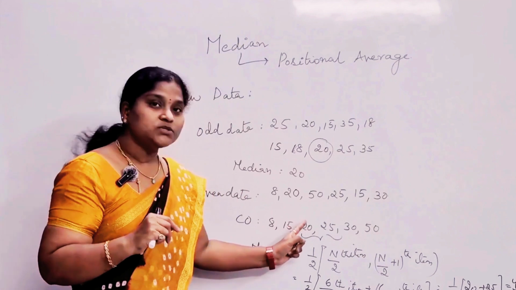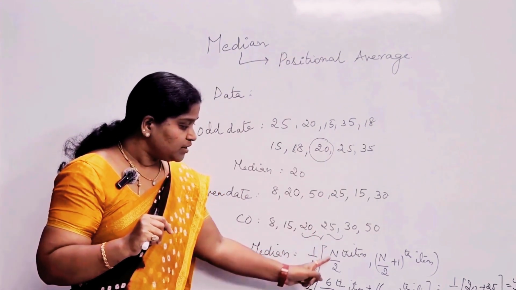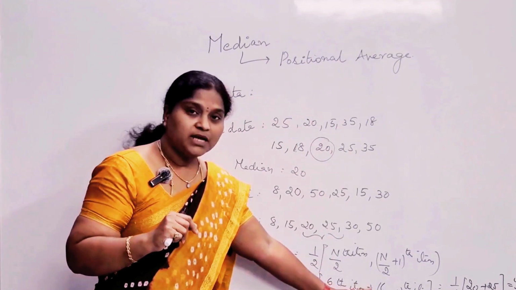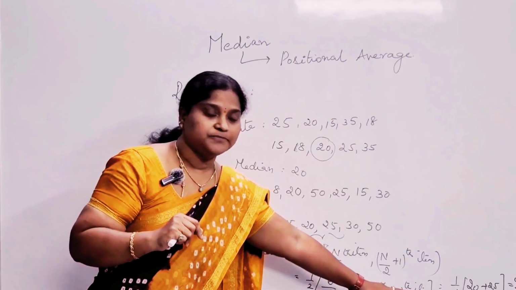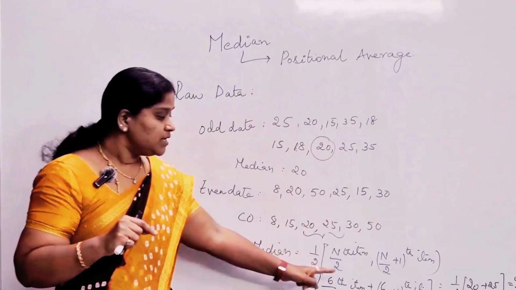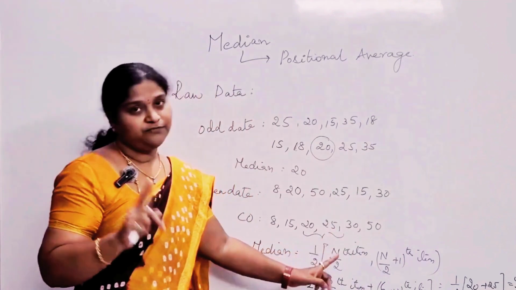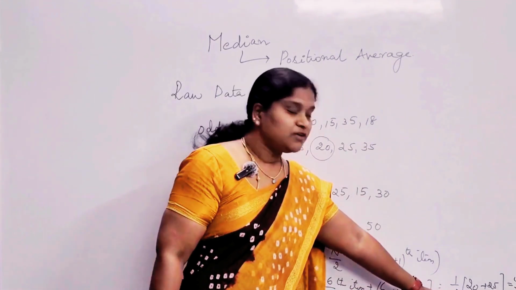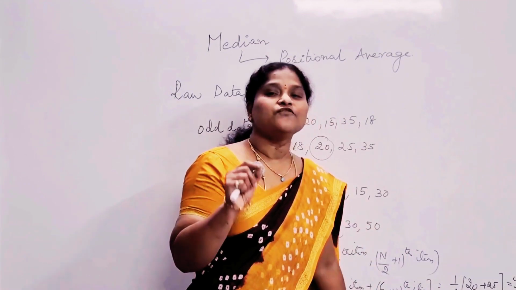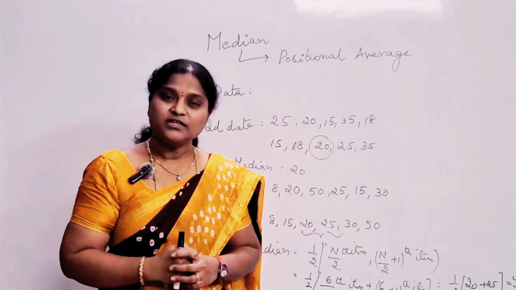Here the number of values in the given data set is 6. So we'll substitute half of n. We have 6 by 2th item plus 6 by 2 plus 1th item. 6 by 2 is 3, that is the 3rd item, which is 20. Similarly, 6 by 2 plus 1, that is the 4th item, is 25. We simply substitute in the formula to give half of 20 plus 25, which is half of 45, finally giving the median value as 22.5.